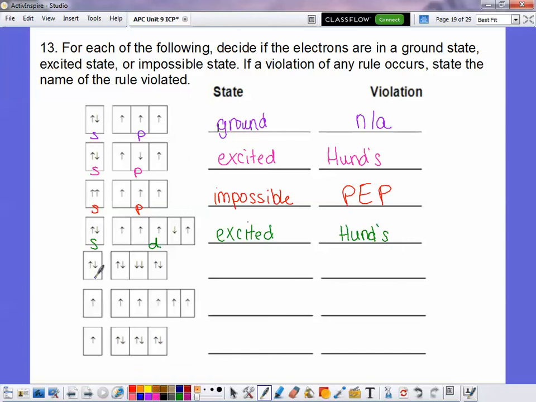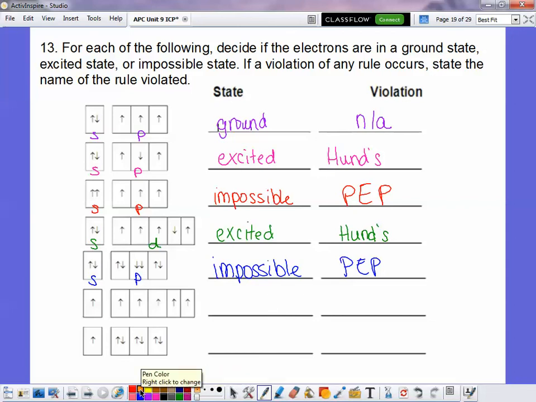And next one, we have S and P. Impossible because we have our 2 down arrows together. Physics doesn't like that. Violating the Pauli exclusion principle. That's bad. All right. The next one.